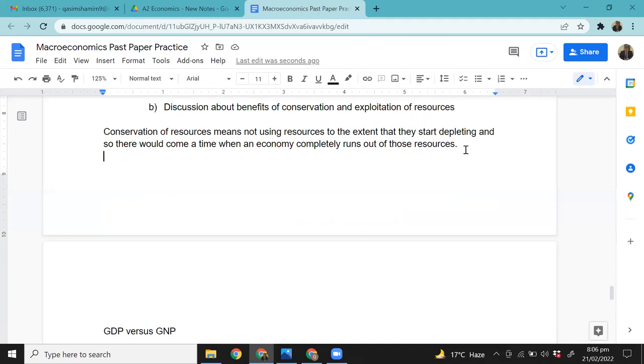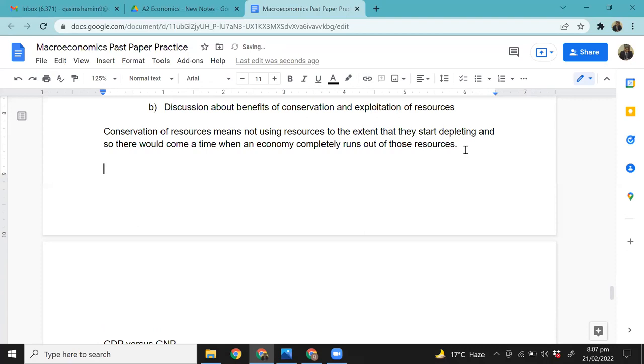Exploitation is like you're not mindful of how fast you're using your resources. You're just exploiting your resources, using those, and you don't care about when you will run out of those, right? But conservation means that you are taking appropriate measures to make sure that those resources last longer and even your future generations get to benefit from those, right? Are you getting me? Okay, now think about this.